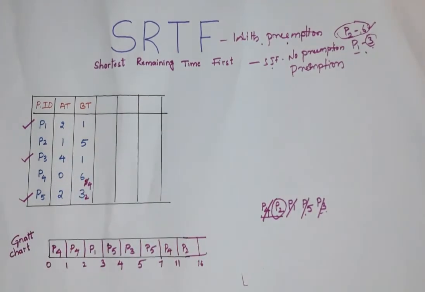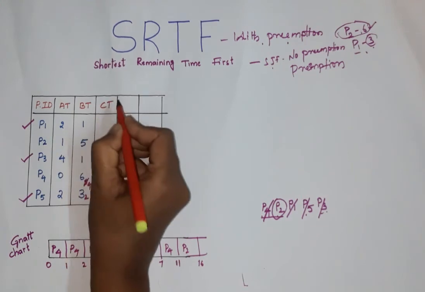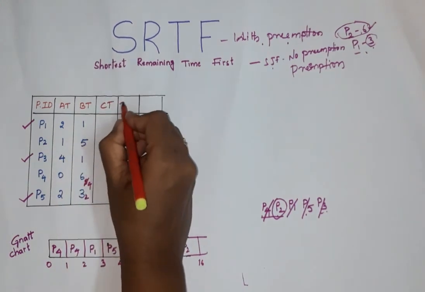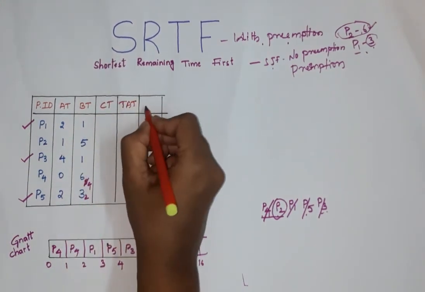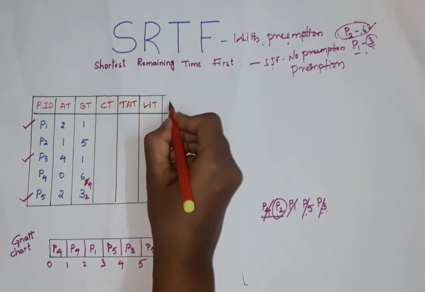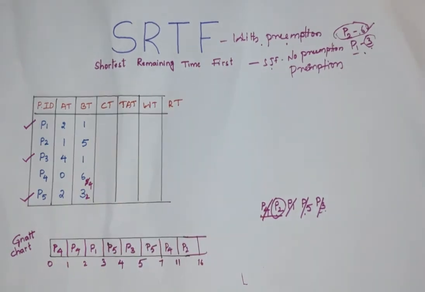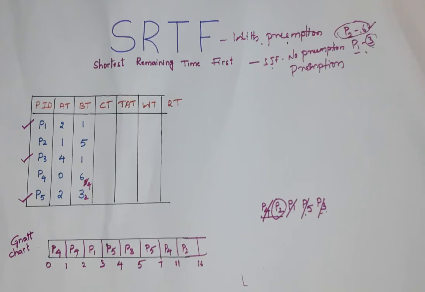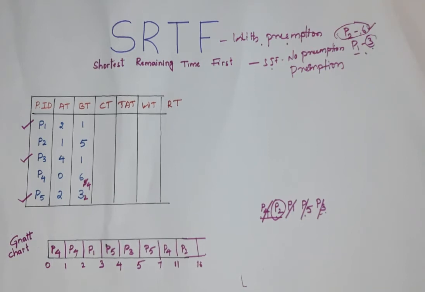Now after this we have to calculate completion time, turnaround time, waiting time and response time. These are the things we have to calculate, one by one. Completion time means at what unit of time the process is completed; we have to check that.